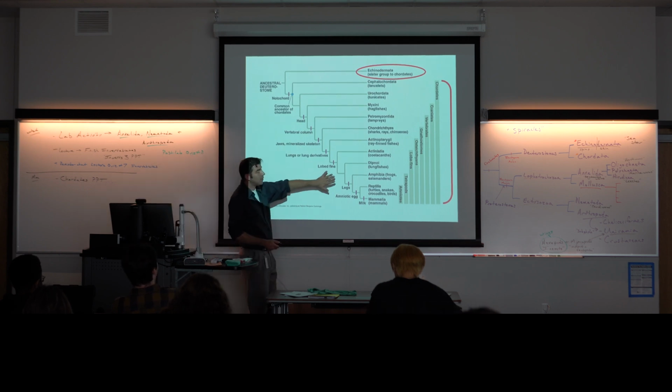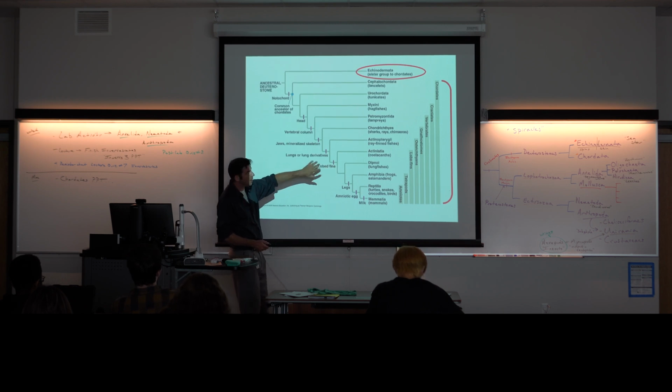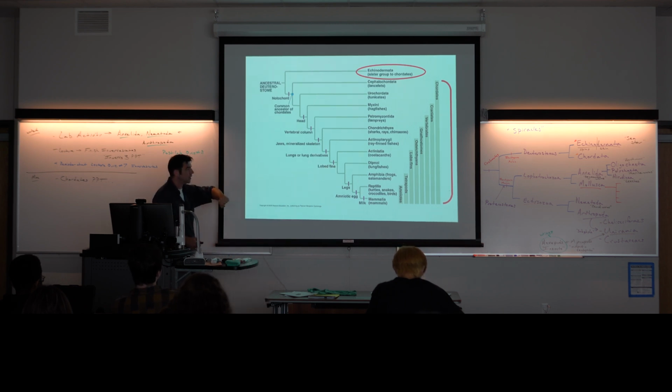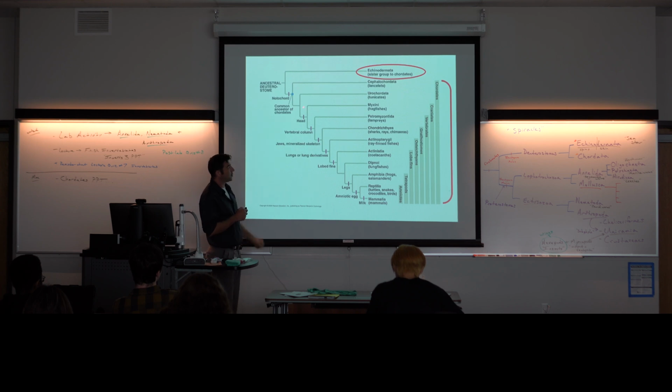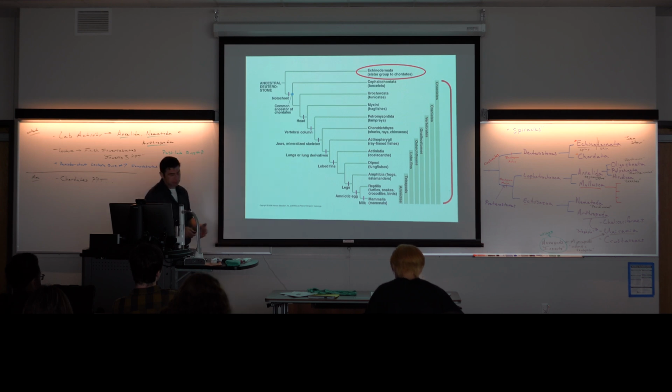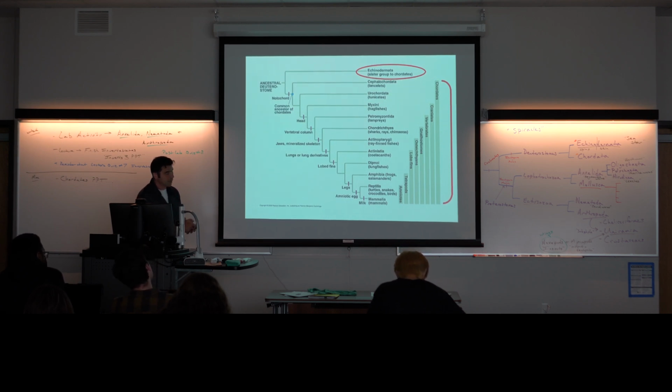So this is just a roadmap of where we're going on Monday and Wednesday of next week. Even within the chordates, there's still a lot of branching that we have to go through before we eventually get to vertebrates. You can see this clade is the vertebrate clade. So there are some examples of chordates that don't have true vertebrae yet.